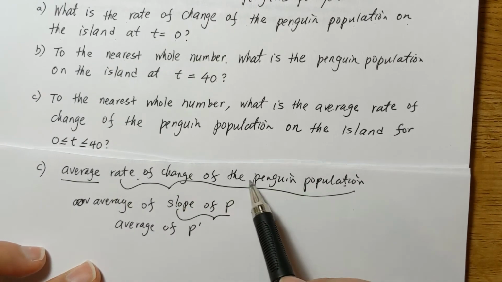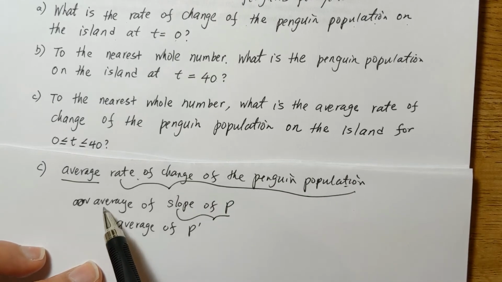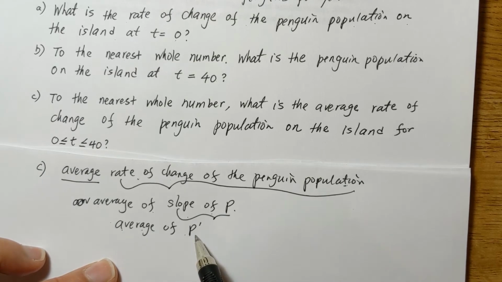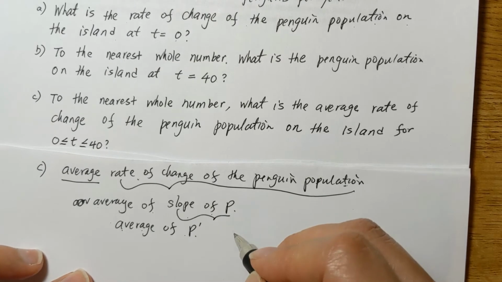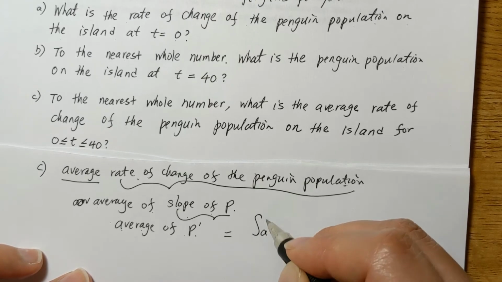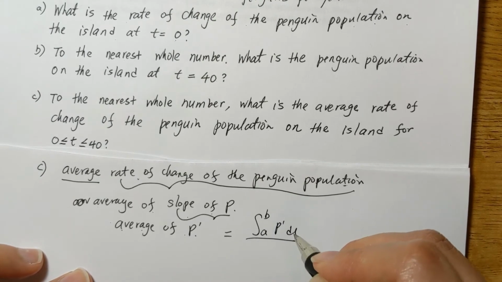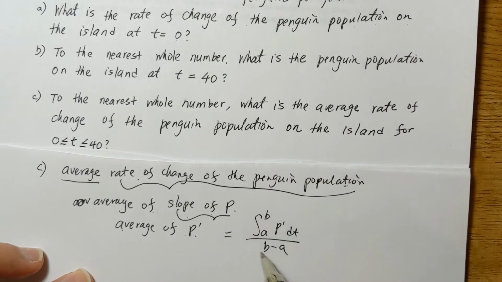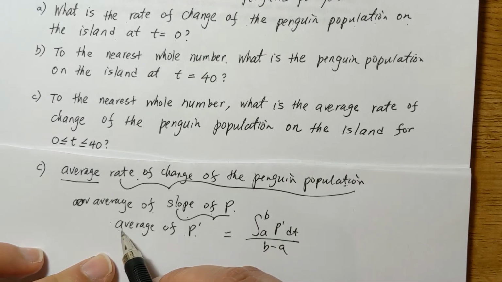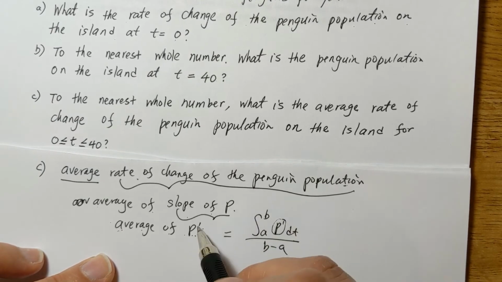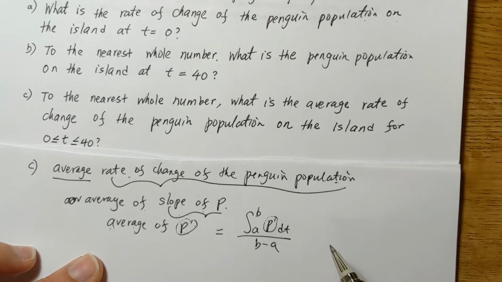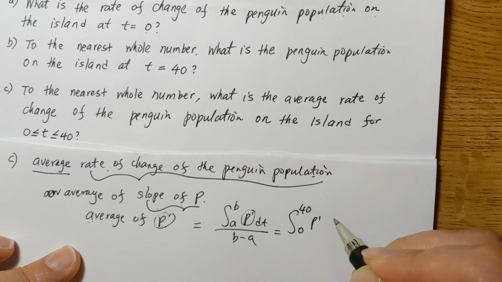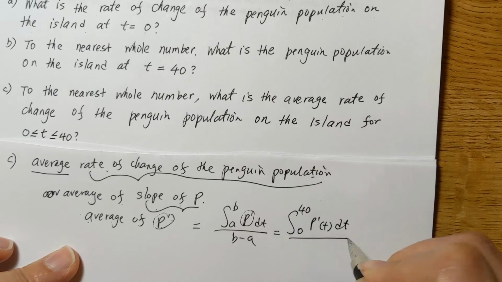Average rate of change of the penguin population is translated into the average of the slope of the P. In other words, the average of P prime. So if you want to find the average, we have to do the integral from a to b of P prime, and then divide by b minus a. When you find the average of something, you always have to integrate. So if you have to find the average of P prime, P prime has to be inside the integral. So in this case, we're going to do the integral from 0 to 40 of P prime of t dt, then divided by 40 minus 0.